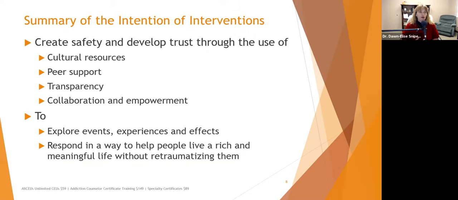You don't want to just pull that out of your hat and go, hey, you're terrified of spiders, so let me bring a spider in and see if you want to work with it. Please don't do that. Okay, so summary of the intention of the interventions.